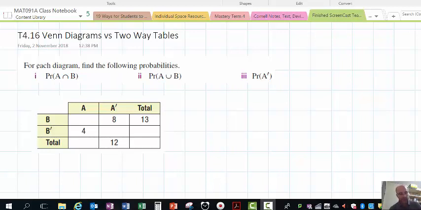We have an example here. For this diagram, find the following probabilities. We've got three things to find: the probability of A intersection B, the probability of A union B, and the probability of A complement, or in other words, the probability of not A.